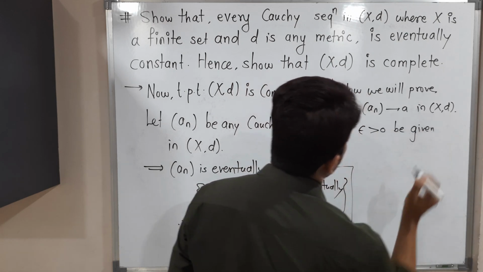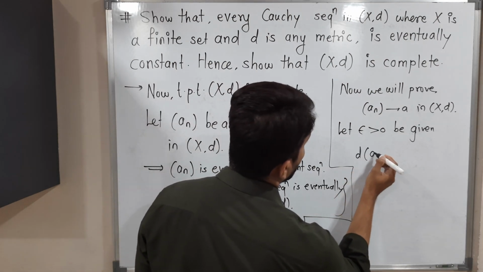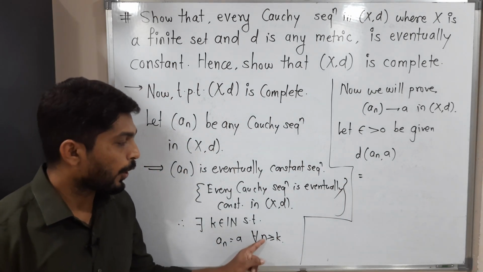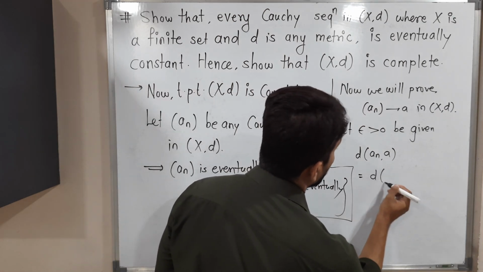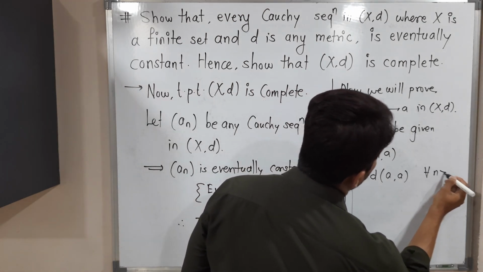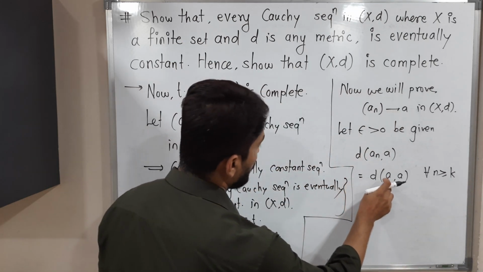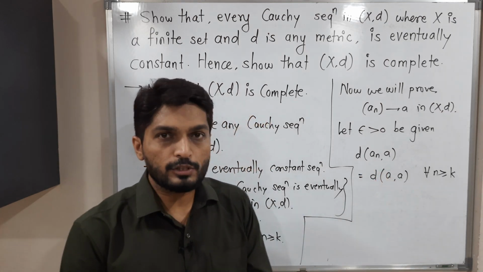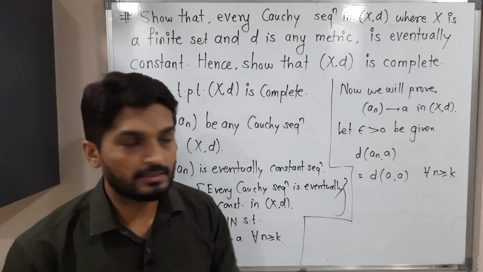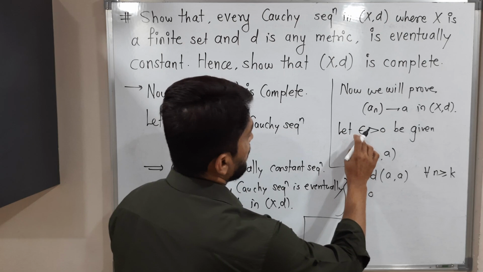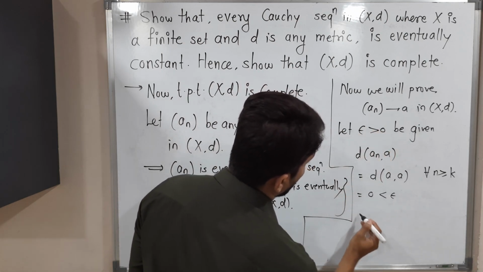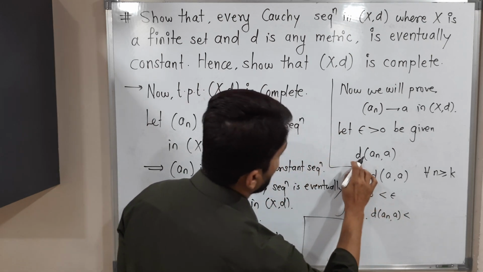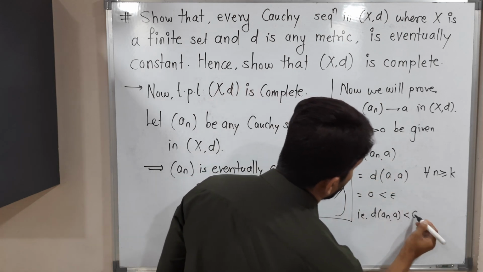I am taking any arbitrary epsilon, and I am going to consider d(an, a). This is equal to, as you can see here, an is equal to a for all n greater than or equal to k. So, I can write this is equal to d(a, a) for all n greater than or equal to k. Since an is equal to a with this condition, I could replace an by a. What is the distance between a and a? Points are same, distance is 0, right? But epsilon is greater than 0, so 0 is less than epsilon, that is, let us conclude d(an, a) is less than epsilon with this condition.